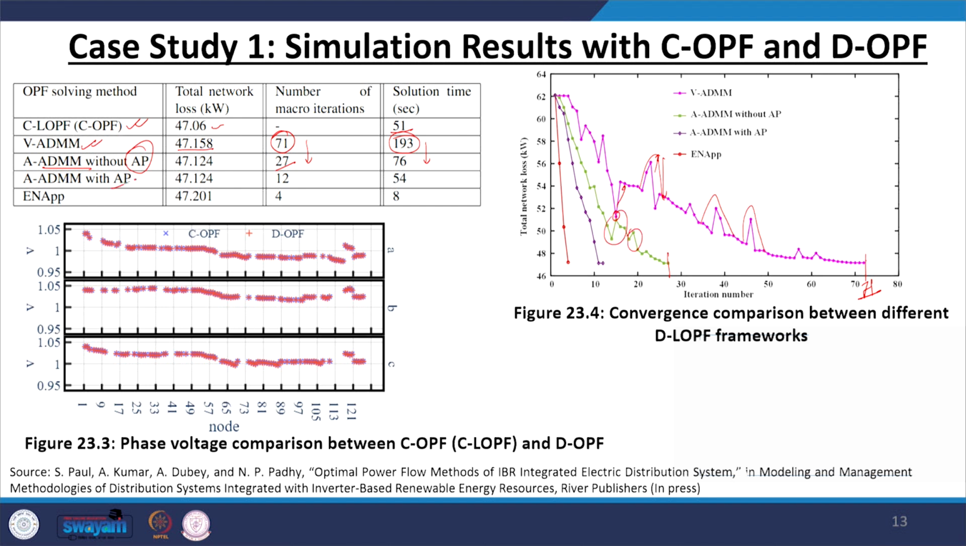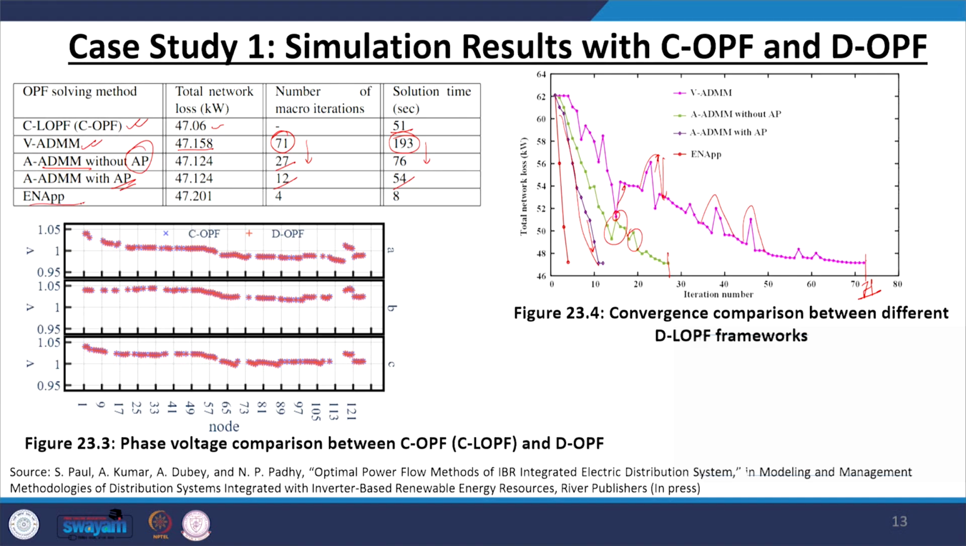If we add the adaptive penalty terms, then this will further enhance the performance, and you will get the solution with only 12 macro iterations, and the solution time is only 54 seconds, and it is mostly a very smooth convergence. You do not have any fluctuations. Why? Because the update of your penalty parameters is so smooth, so well adjusted, that it can take a very small step whenever it reaches close to the global solution.